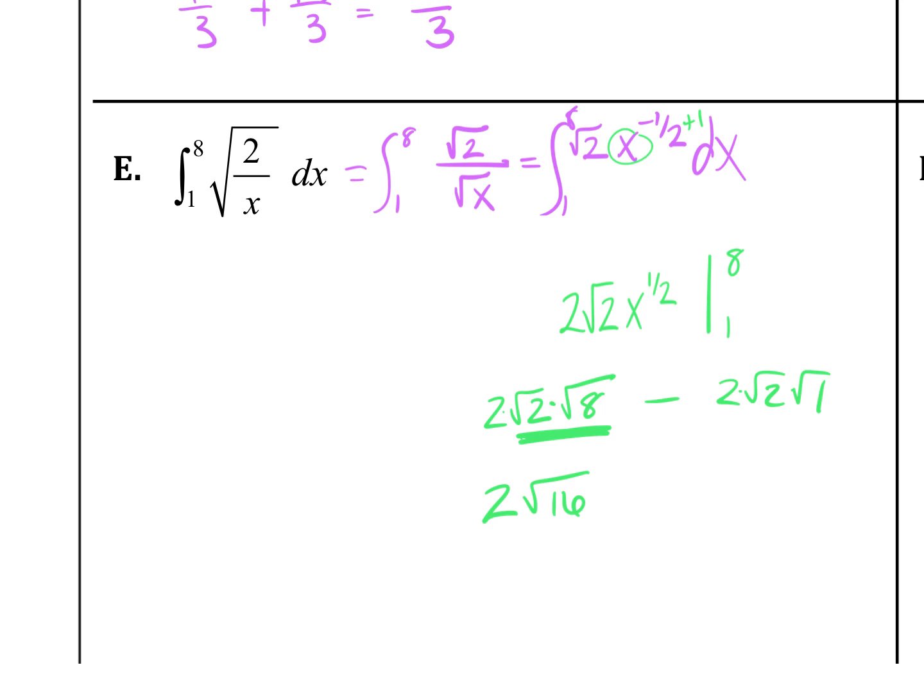So what is the square root of 16? 4. So 2 times 4 is 8. Or 8 minus 2 square root of 2. We like exact answers, remember?